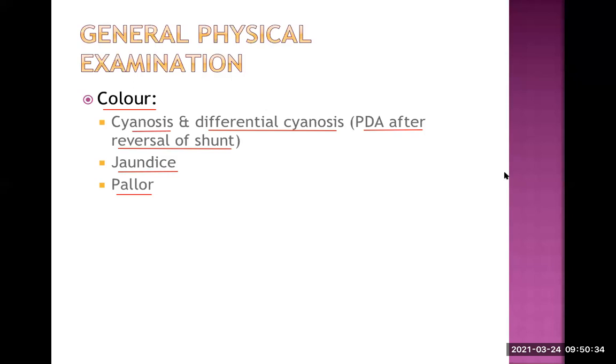This is because of the reversal of shunt in PDA after the development of pulmonary arterial hypertension, and this is known as differential cyanosis. It is called differential cyanosis because the pulmonary artery is carrying deoxygenated blood, and that deoxygenated blood is going towards the lower limbs. Upper limbs are not typically affected here. It's all about where the ductus arteriosus is located. Remember, the ductus arteriosus is present after the subclavian artery originates, a bit like the coarctation of the aorta explanation. So the blood will flow distally, and the lower limbs will be cyanosed. Differential cyanosis.